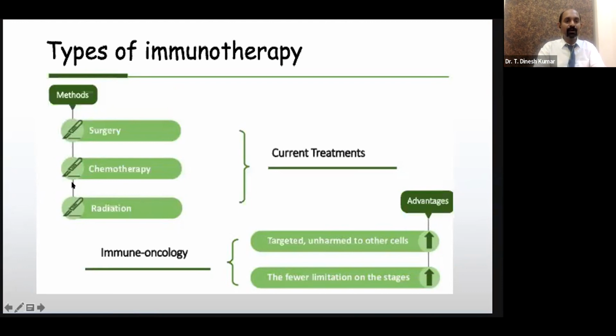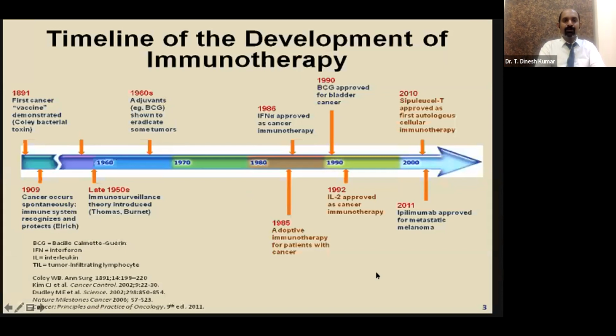Apart from the routine methods of therapy, that is surgery, chemo, and radiation, there is a new field called immuno-oncology, which is supposed to have a few more benefits than the routine cancer treatment. This slide shows the timeline of development of immunotherapy, starting from Coley's toxin, till date for EGFR targeted therapies for lung cancer and for melanomas as well.